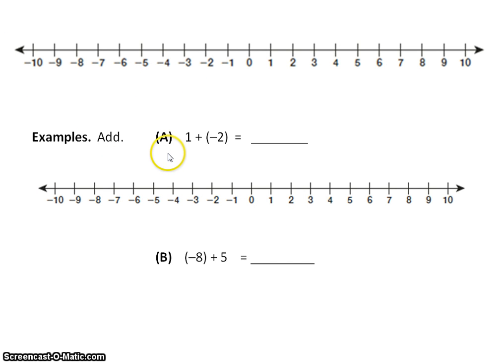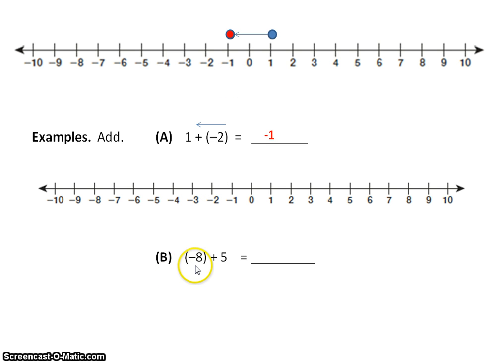Let's take a look at example A. We have 1 plus a negative 2. Let's first find 1 on the number line. Now we're going to add a negative number. And when I add a negative number on a number line, I'm going to move to the left. So from 1, I'm going to move to the left 2 units or 2 spaces. 1, 2, and I will end up at negative 1. So my answer is 1 plus a negative 2 will equal a negative 1.